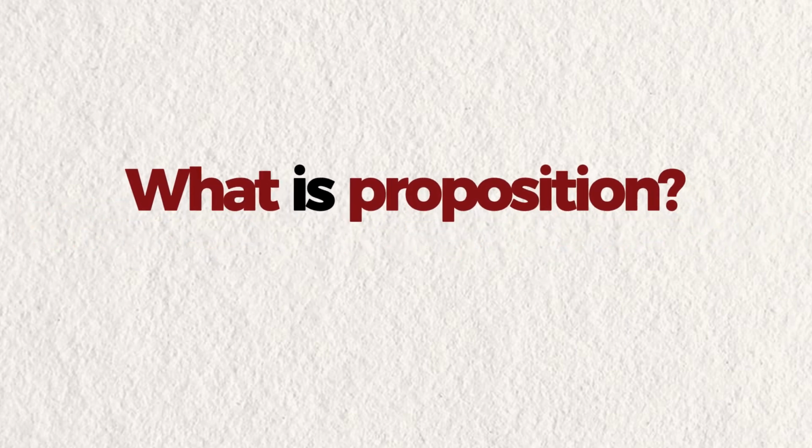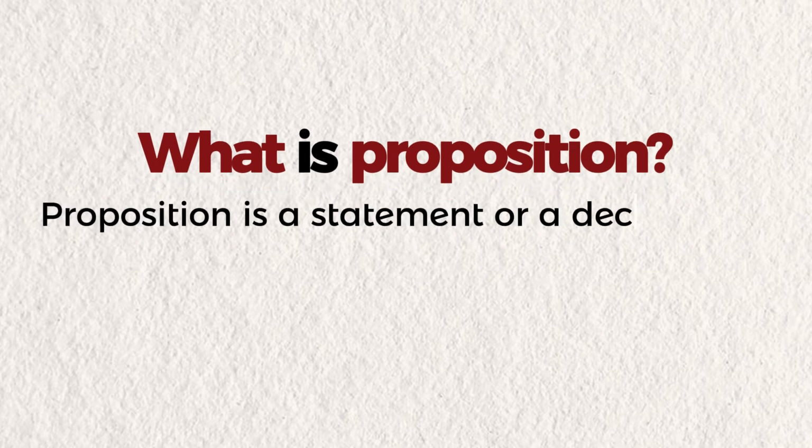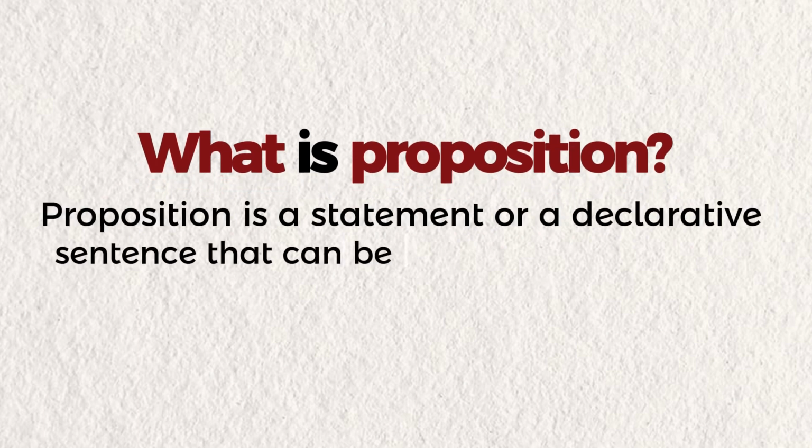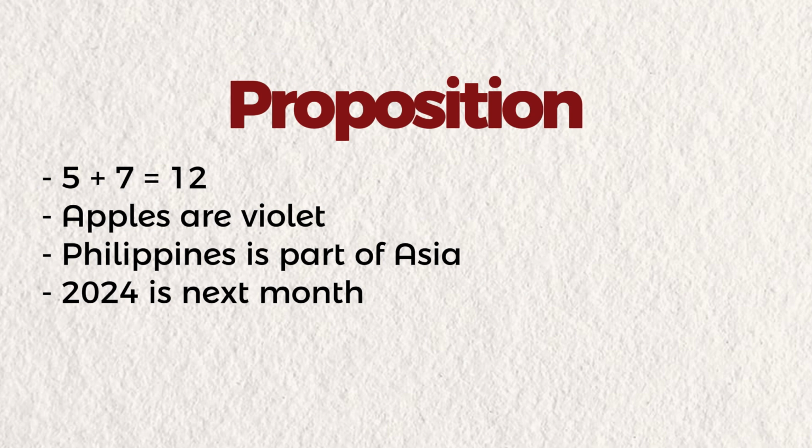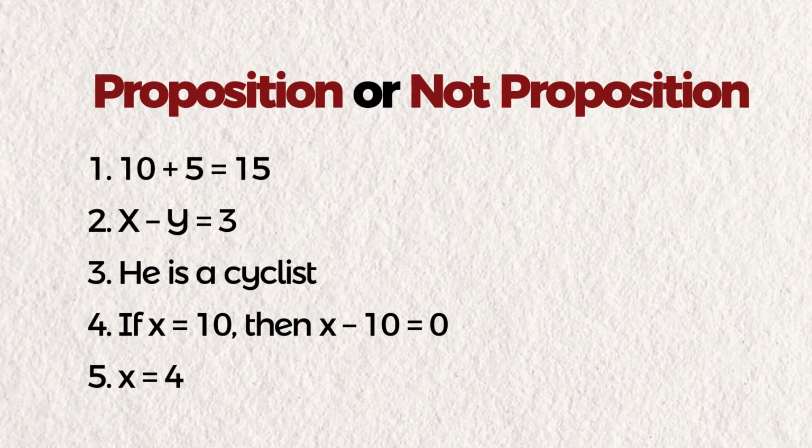In mathematics, a proposition is a statement or declarative sentence that can be claimed true or false but cannot be both. Here are some examples of propositions. 5 plus 7 is equal to 12. Apples are violet. Philippines is part of Asia. 2024 is next month.